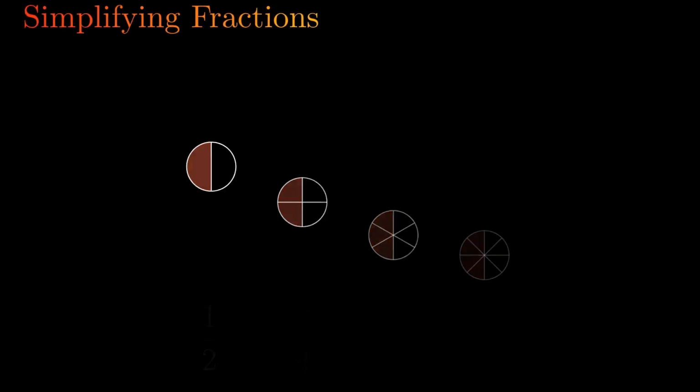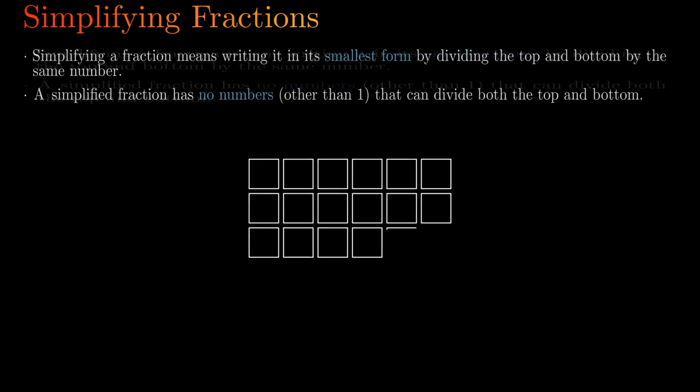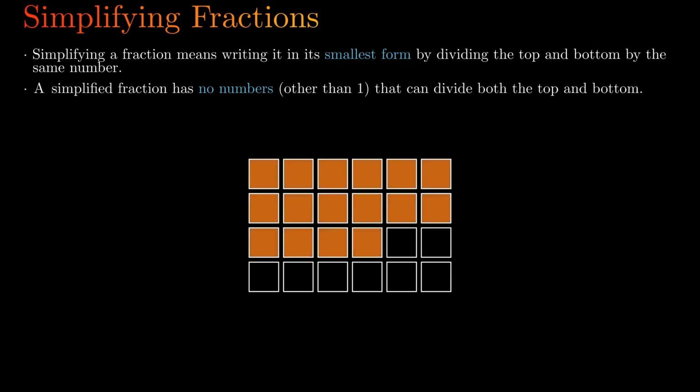Next up, simplifying fractions. This is the opposite of what we just did. Instead of making the numbers bigger, we want to shrink them down to their simplest form, the version with the smallest possible numerator and denominator. Here we have 16 out of 24 squares shaded. It's correct, but it's messy.